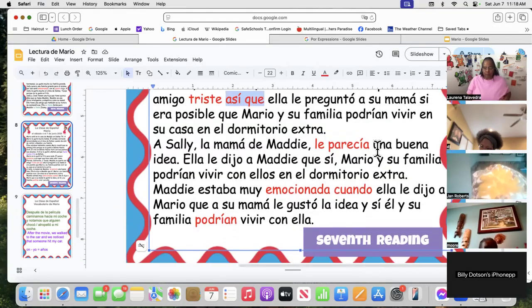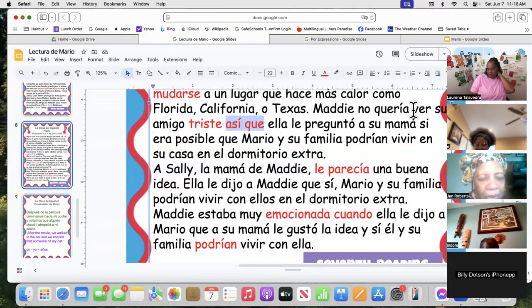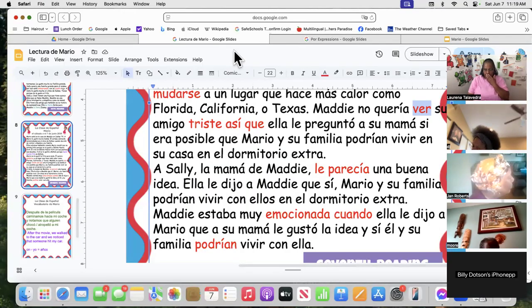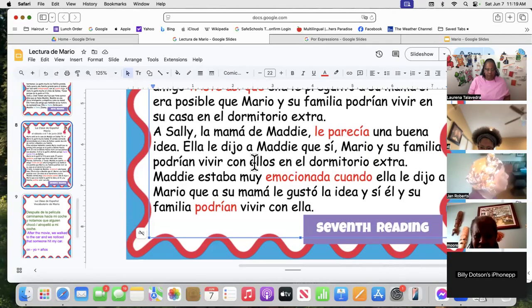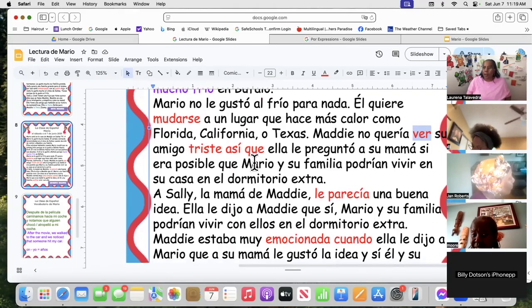And the ver. Ver significa to see. Now look, where is it? Go up right there. Oh, there it is. Señor Billy, how were you on the understanding of this one, sweetheart, when I reread it? That was much better once I heard how you were using it in the sentence. Ver is to see. Mary no quería ver. She did not want to see.